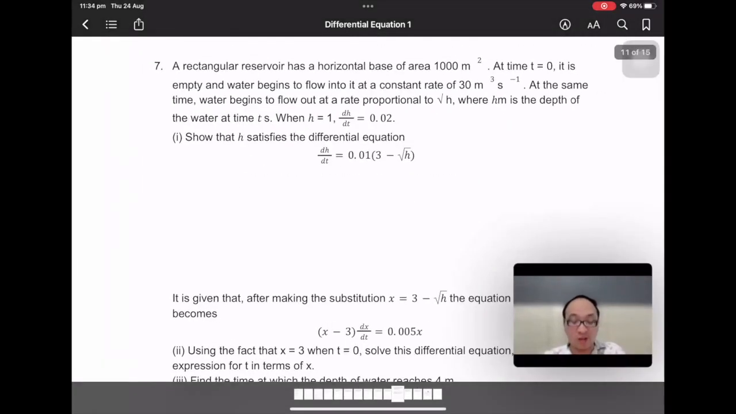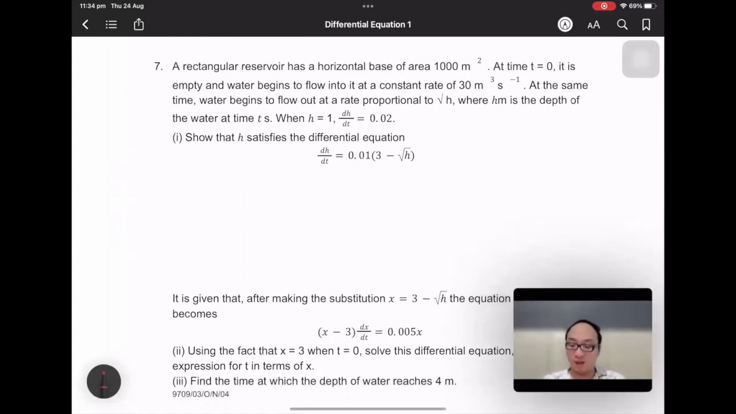7. A rectangular reservoir has a horizontal base area of 1000 meters squared. At time t equals 0, it is empty, and water begins to flow in at a constant rate. Okay, we have the constant rate here, in cubic meters per second, so this is dV/dt equals 30. Flow in, so it's positive because it will be increasing.